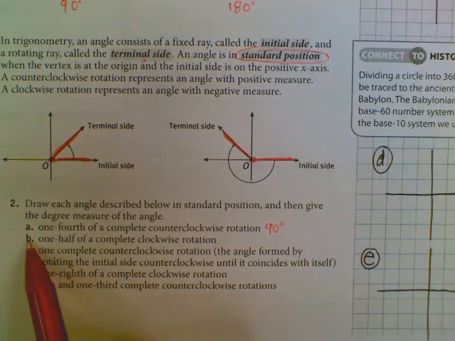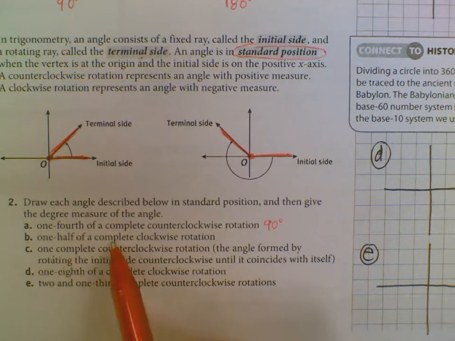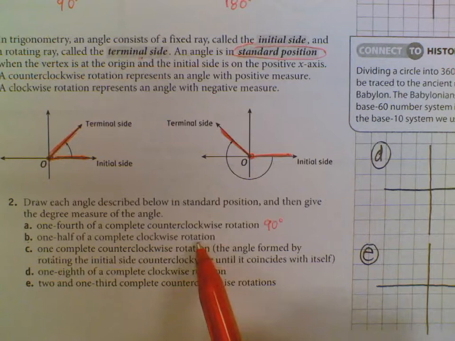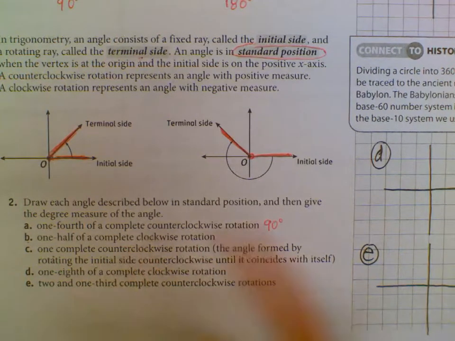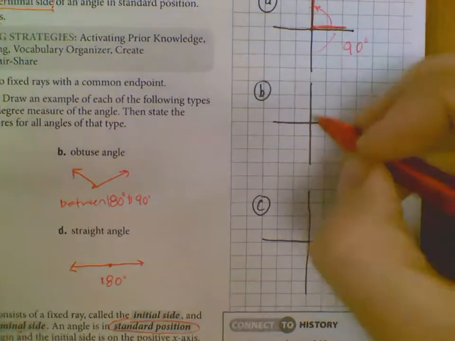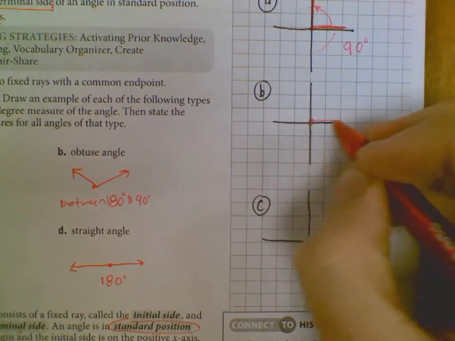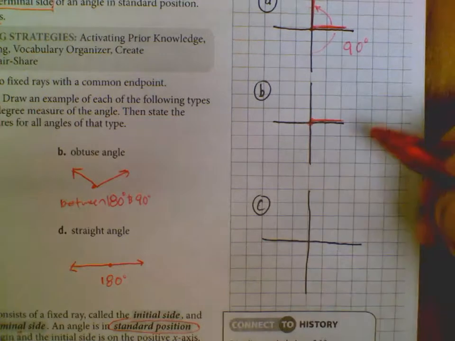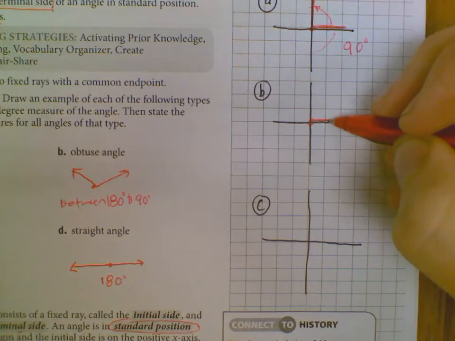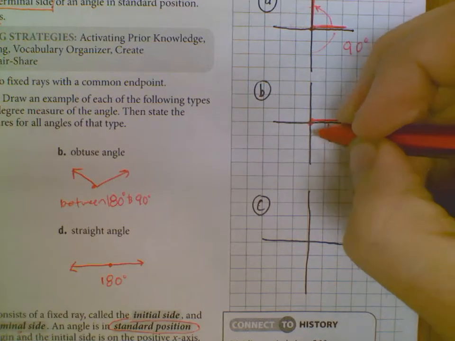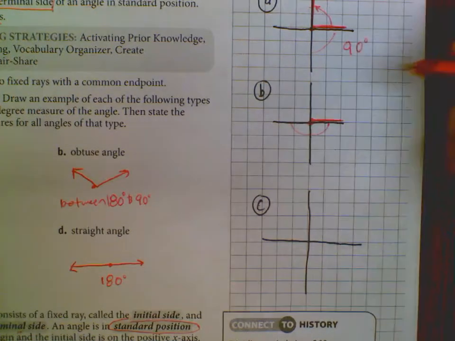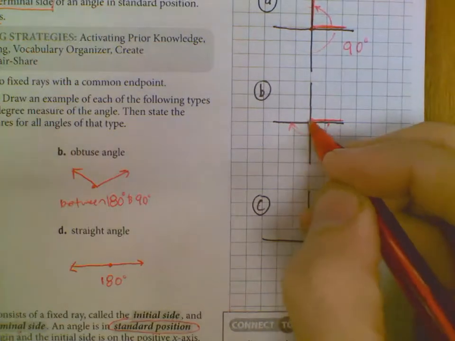Next, B, 1/2 of a complete clockwise rotation. Half of a complete, well, complete, again, that would be all the way around. So I'm only going half of that. Okay, corner, one of my sides. Now this time it wants me to go clockwise, so I'm going to go from here. That would be 1/4 of a complete, that would be 2/4, aka 1/2. So there it is. It's going to end there.